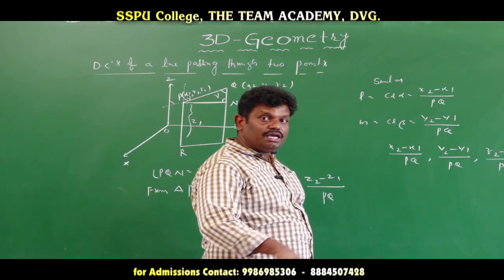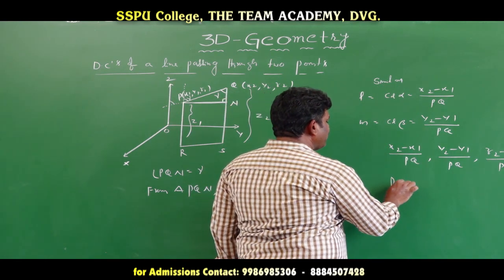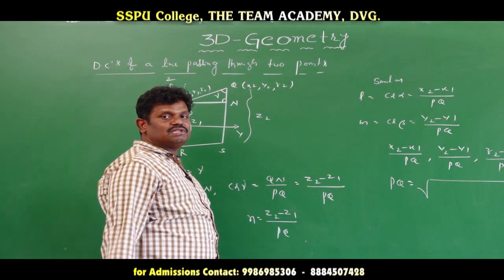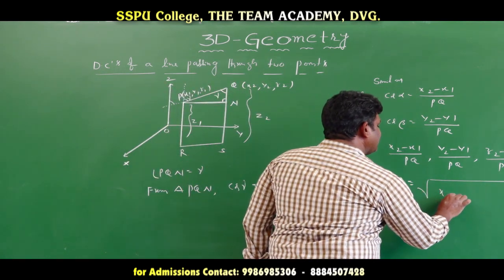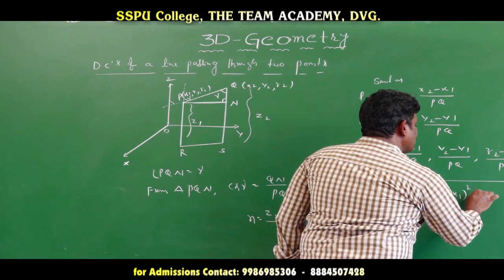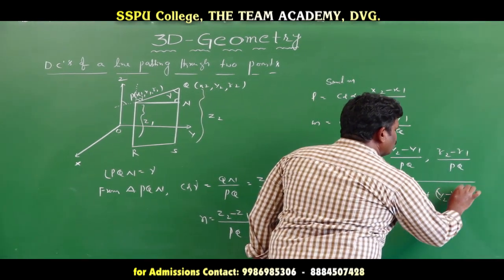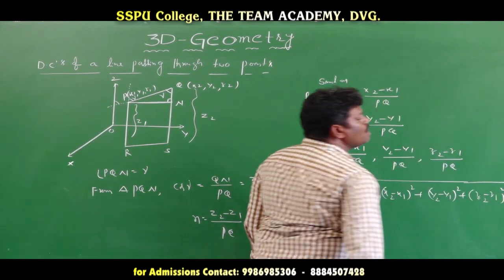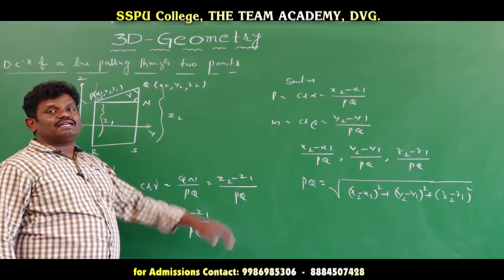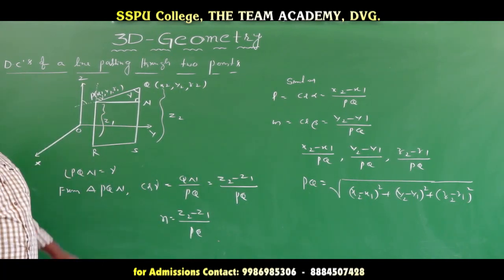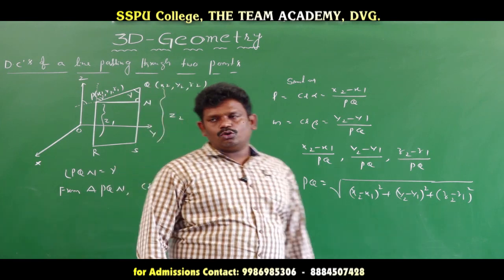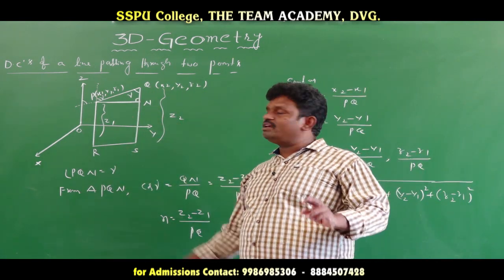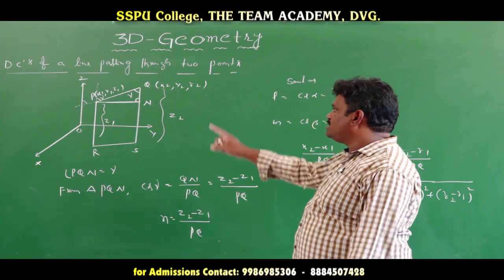Okay? Now here PQ means what? Distance between 2 points. PQ is equal to square root of (x2 minus x1) whole square plus (y2 minus y1) whole square plus (z2 minus z1) whole square. Now these represent the direction cosines of the given line passing through the 2 points P and Q. So these are the direction cosines of the given line PQ, passing through the 2 points P and Q.